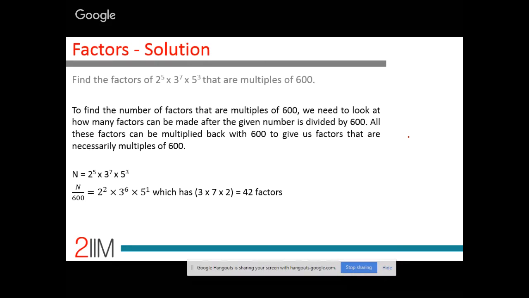Will we add 600 also? That will be included in this. So if you find the number of factors of this number, 2 square into 3 power 6 into 5 power 1, one of those factors will be 1. That is included in this. So all the factors that you find here, your answer is each of those into 600. So 600 will get included. So if I list all factors of 2 square into 3 power 6 into 5 power 1, our answer for the exact factors is each of these factors into 600. One of those factors is 1. 1 into 600 will give you the factor. So that will get counted.